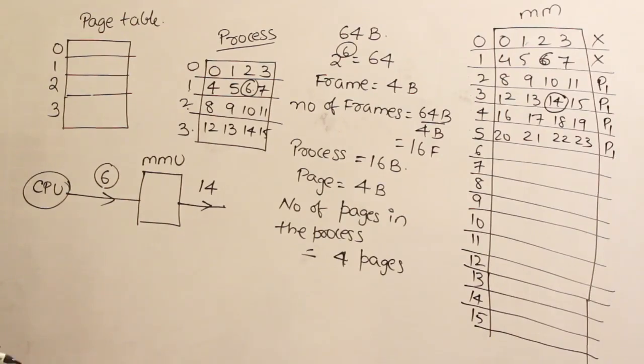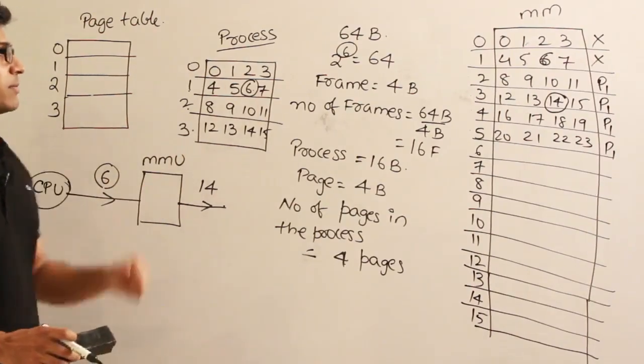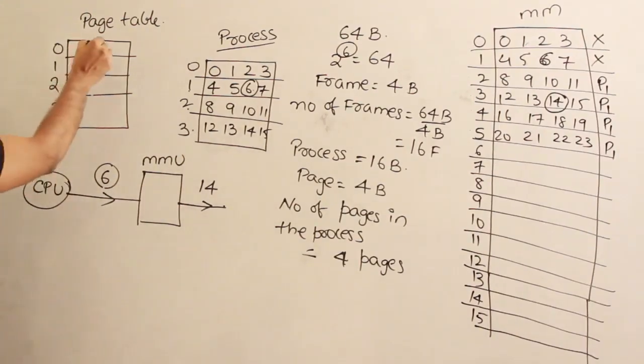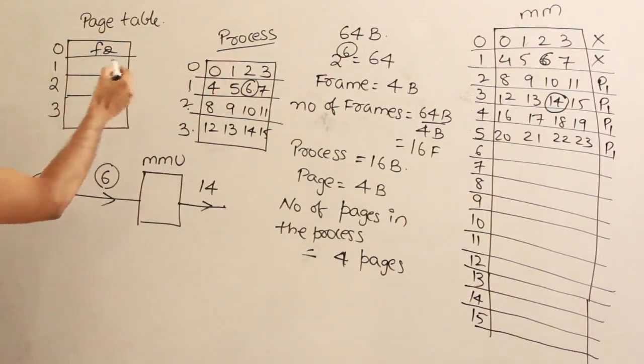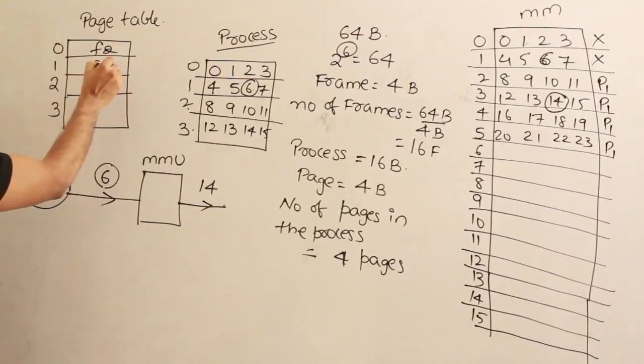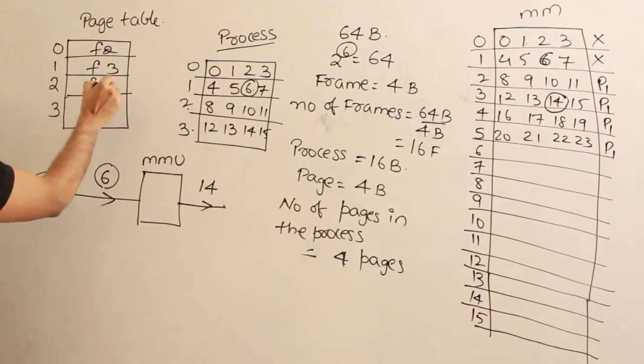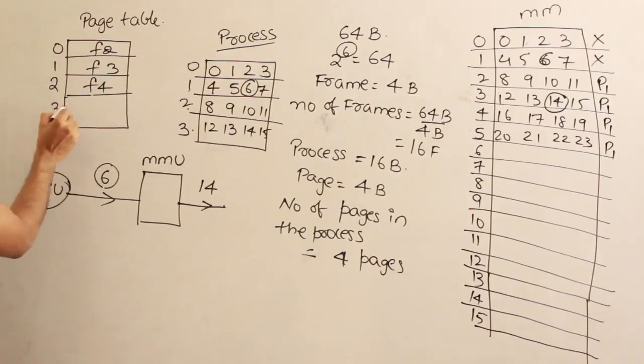Now just see this. Where is page number 0 in the main memory? It is present in frame number 2. And where is page number 1 in the main memory? It is present in frame number 3. And what about page number 2? Present in frame number 4. And what about page number 3?